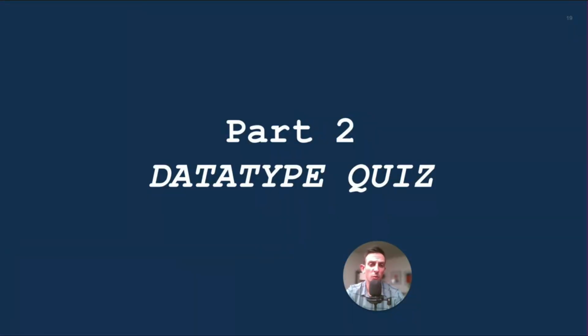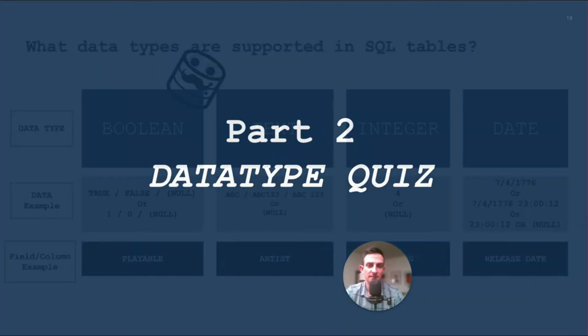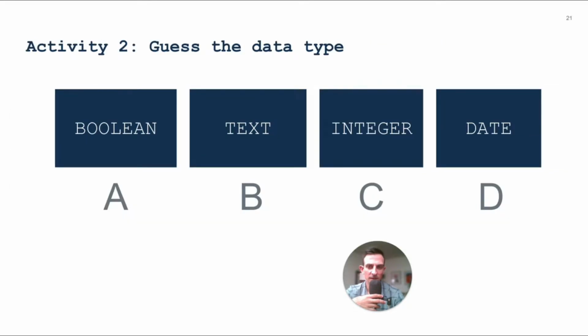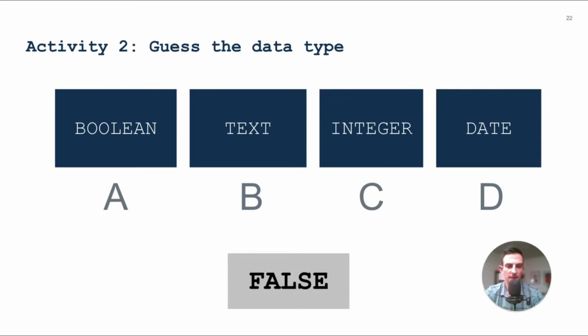So let's do a little quiz on data types. What I'm going to do is show you a piece of data, and you're going to have to guess, is it a Boolean, a text, an integer, or a date? All right, let's start with the first one. False. Is that a Boolean, a text, an integer, or a date?